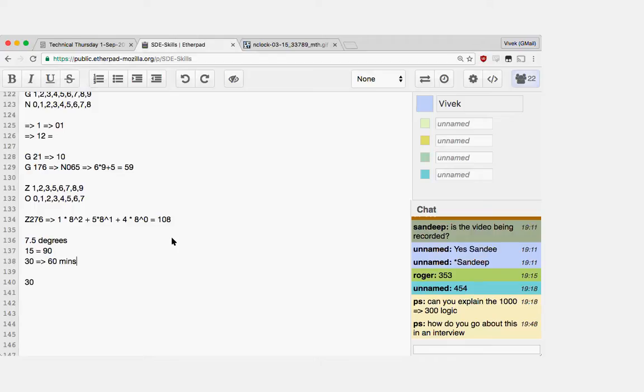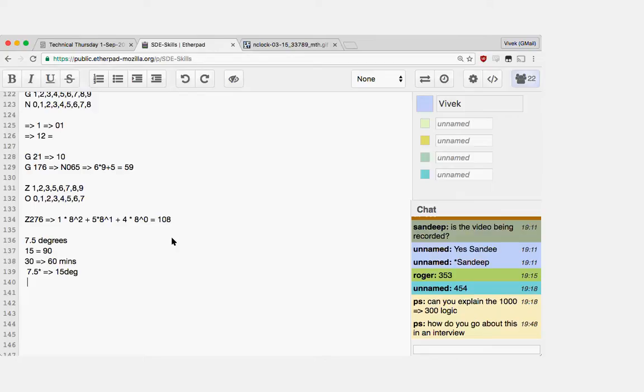So 1 minute represents half a degree. In 15 minutes, it would have gone that many degrees. 7.5 degrees. Okay. How do you get there?